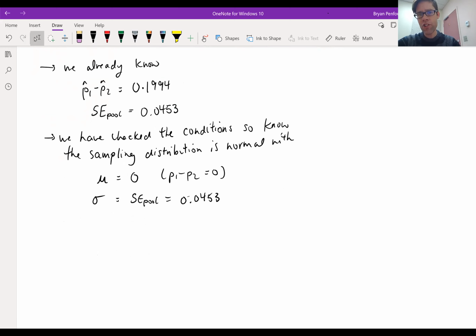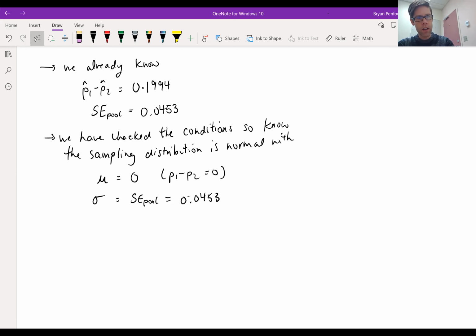Okay, so we've checked the conditions already. We know that we have a sampling distribution that's roughly normal because of the central limit theorem. We know what the center of that sampling distribution should be. It's actually going to be P1 minus P2, so we're assuming that P1 minus P2 is 0. So we're going to take the middle of this sampling distribution to be 0. We also know that the standard deviation of this distribution is about 0.0453. We estimated what we think the standard deviation is, and we're taking the SE pool to be that estimate.